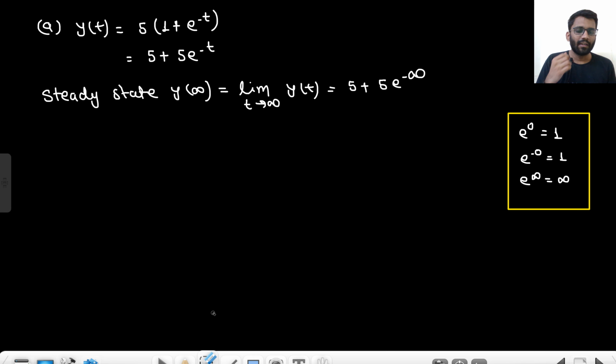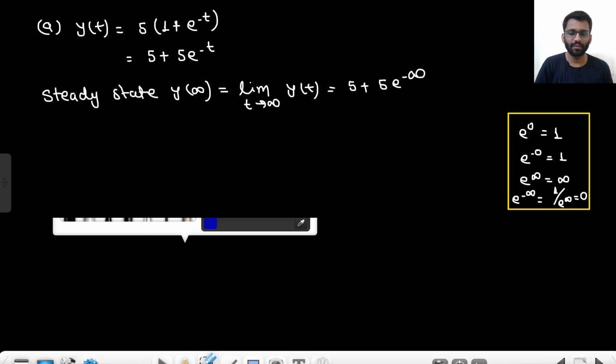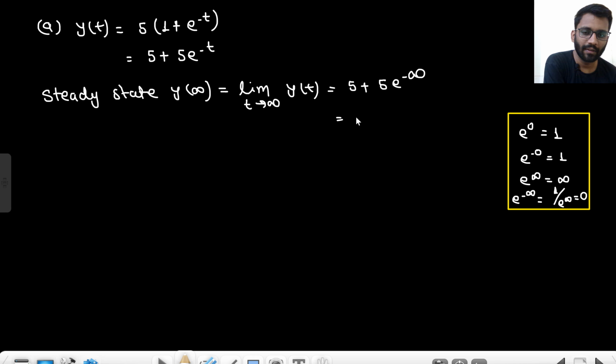And what is e to the power minus infinity? It is 1 by e to the power infinity, that means it is 0. What is e to the power infinity? It is infinity. 1 by infinity is 0. So e to the power minus infinity is 0. So what do you get? Y of infinity is 5. So this is the steady state value.